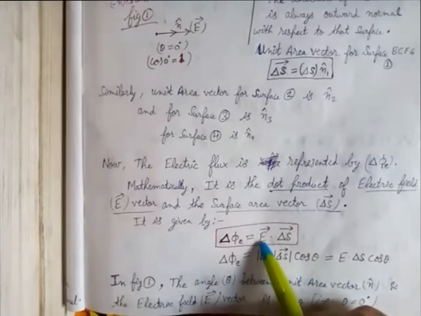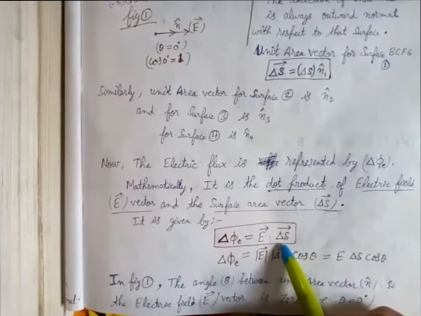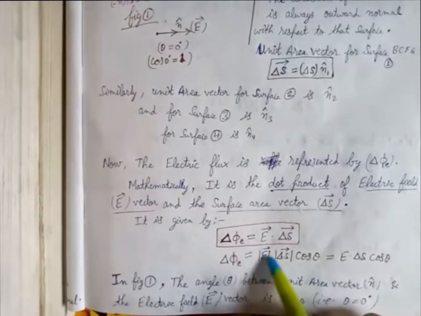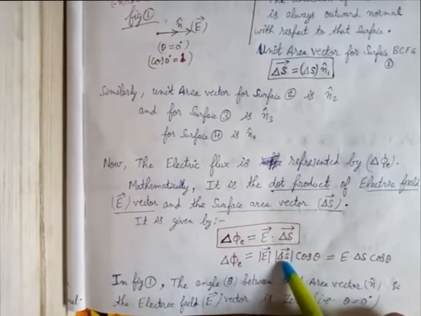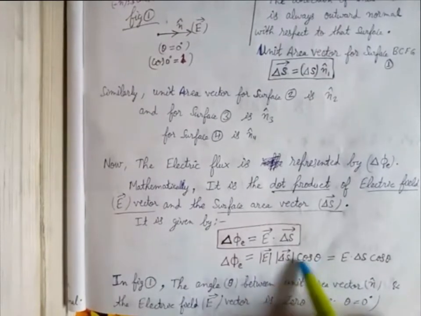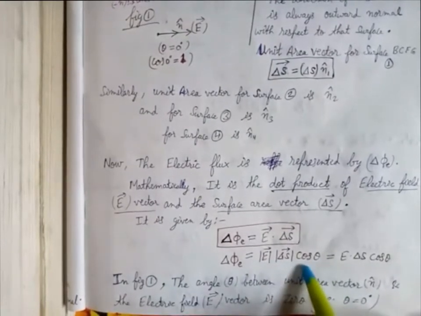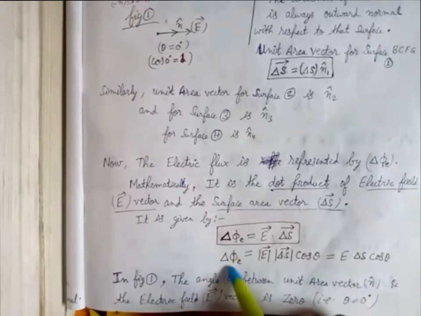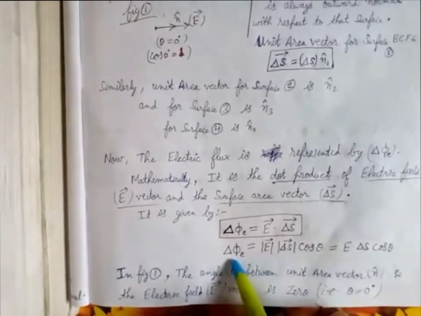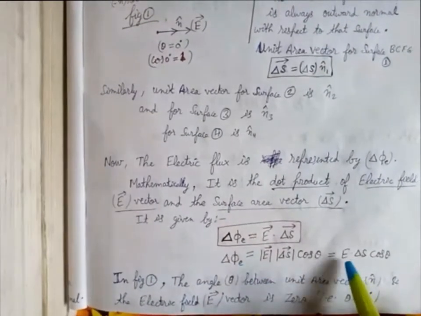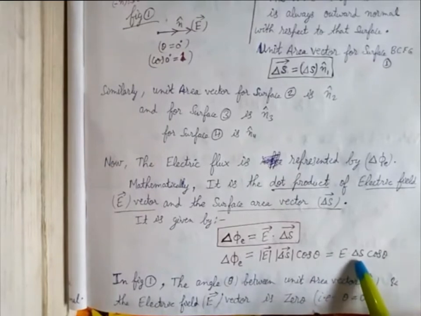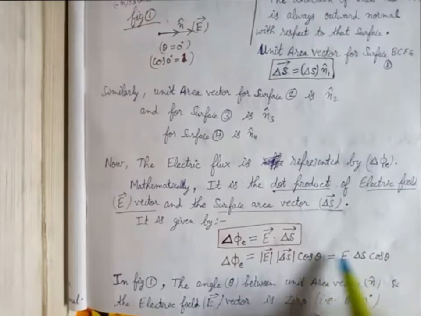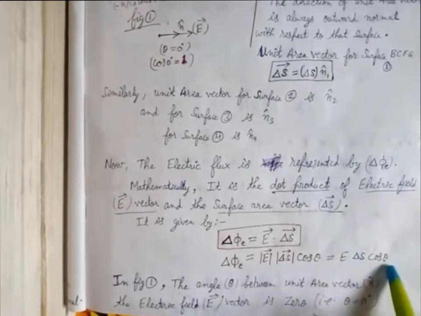It means if E is the first vector and delta S, that is the area vector, is the second vector, then the mod of the first vector multiplied with the cos component of the area vector will give the dot product of these two vectors, and this will be the resultant electric flux. So electric flux delta phi will be E dot delta S into cos theta, because in the dot product we use the cos component of the second vector.